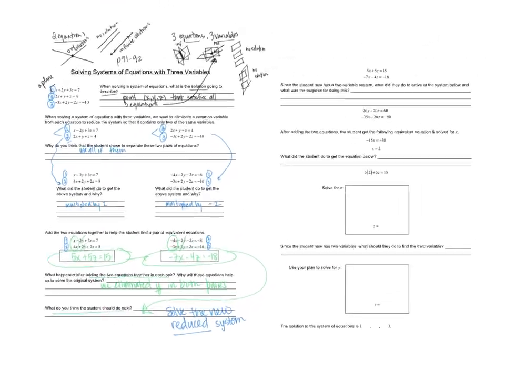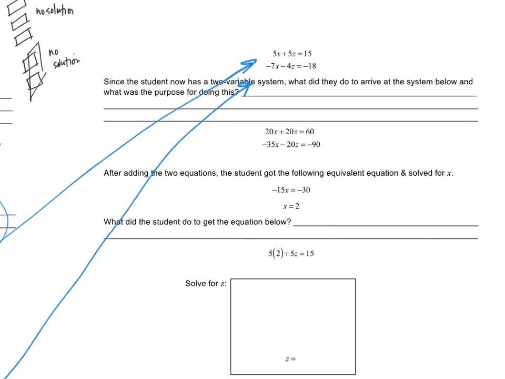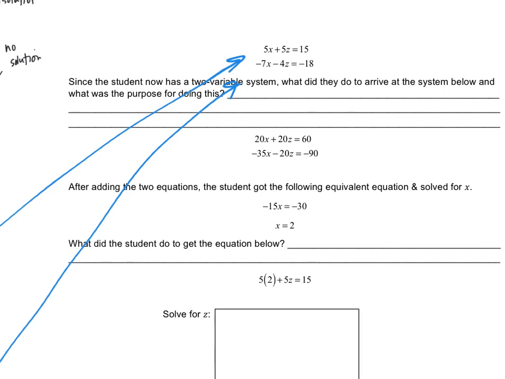So if you flip over on the next page, it rewrote those two equations. So you can see that it was the 5x plus 5z equals 15 and negative 7x minus 4z equals negative 18. So they're going to try now and solve this. So let's see, they went and they rewrote the equation in this way. Why do you think they did that? Well, it looks like they're trying to eliminate the z's. You could eliminate x's or you could eliminate z's. Maybe they chose this because it's smaller numbers. But they're trying to eliminate one of the variables. In this case, it was the z.